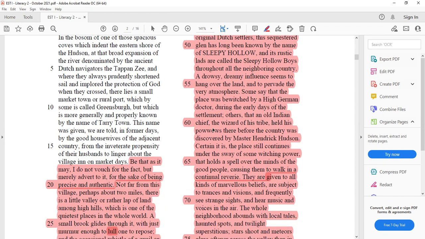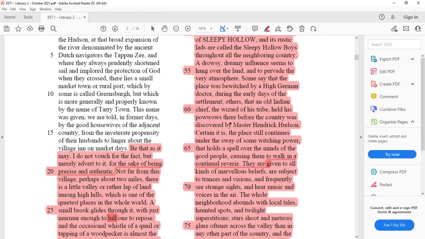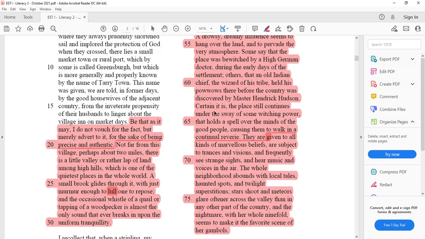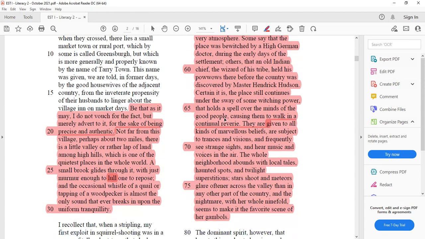Other than an old Indian chief, the wizard of his tribe, withered meaning a magician, held his powwow there before the country was discovered by Master Hendrik Hudson. Certain it is, the place still continues under the sway. Let's talk about the place, still talking about the place. Under the sway of some witching power, magical power, that holds a spell over the minds of good people, causing them to walk in a continual reverie. They are given to all kinds of marvelous beliefs. Take care of the adjectives.